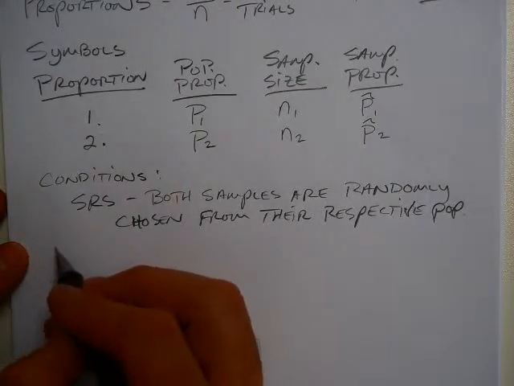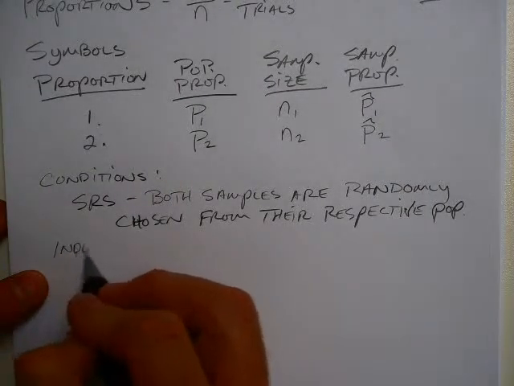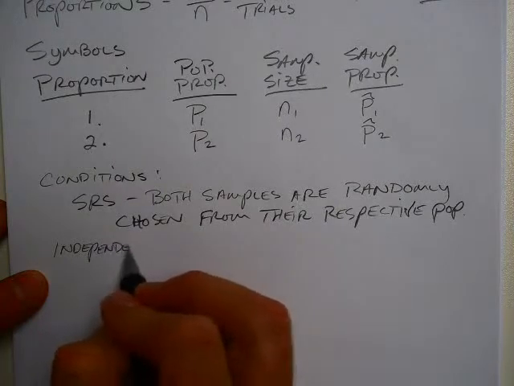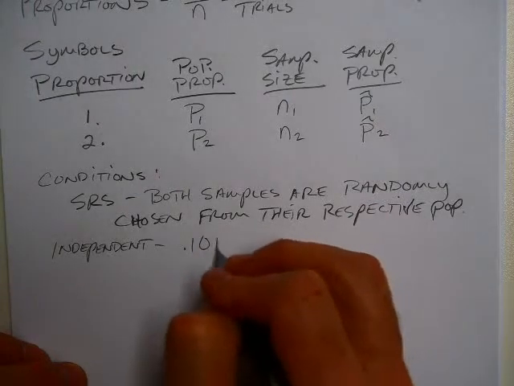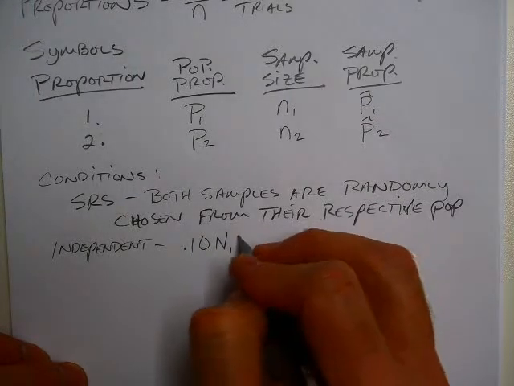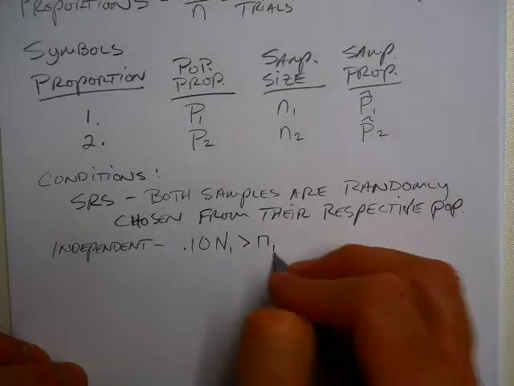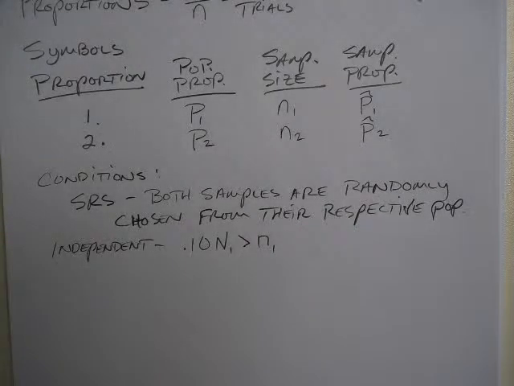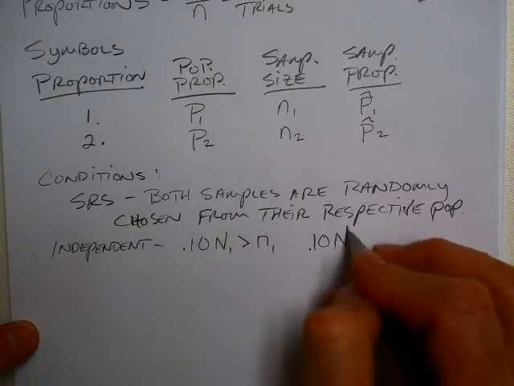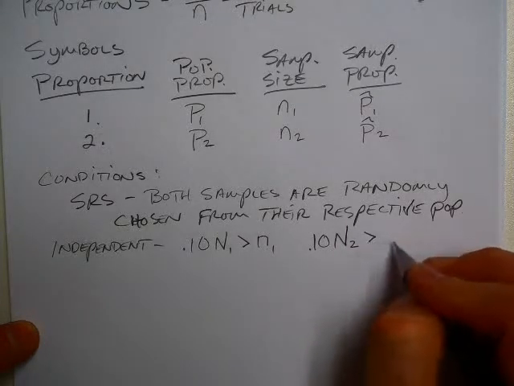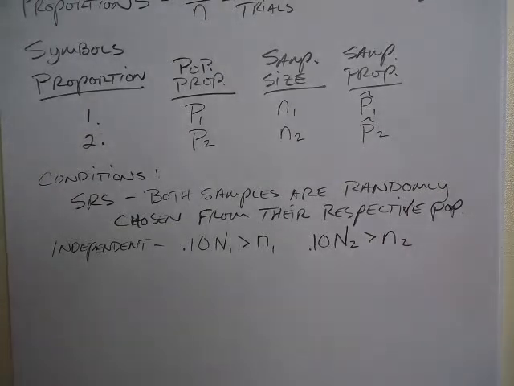The next thing is, is it independent? That's the 10% rule. 10% of your first population has to be greater than your sample size for the first population. And since we have two populations, we've got to check it for both. So 10% of the second population has to be larger than your second sample size. And again, both have to be true, otherwise we just shut her down.